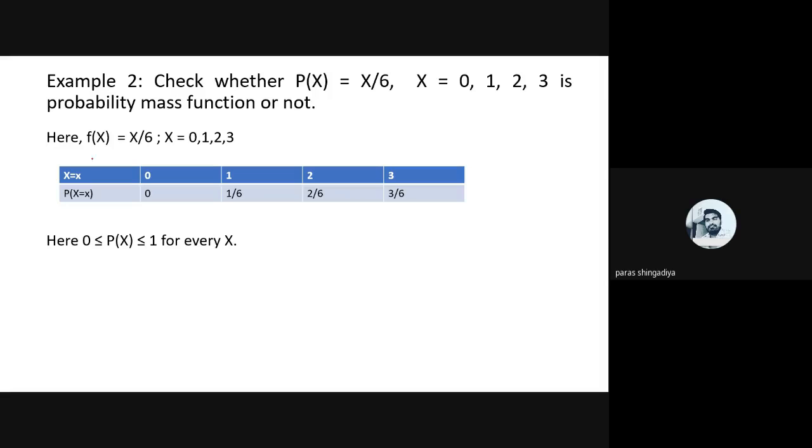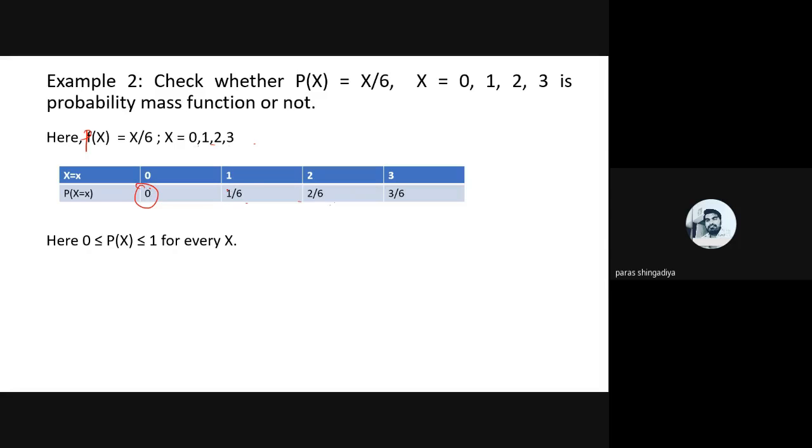So here p of x is x by 6, where x is 0, 1, 2, 3. For x equal to 0, the outcome of p of x is 0 by 6, which is equal to 0. For x equal to 1, p of 1 is 1 by 6. For x equal to 2, it is 2 by 6. And for x equal to 3, p of 3 is 3 by 6. Clear?